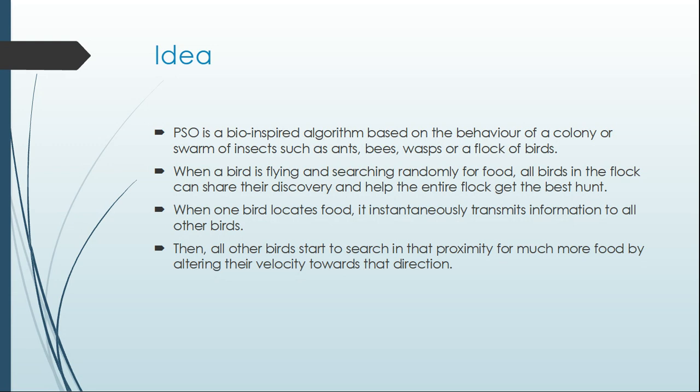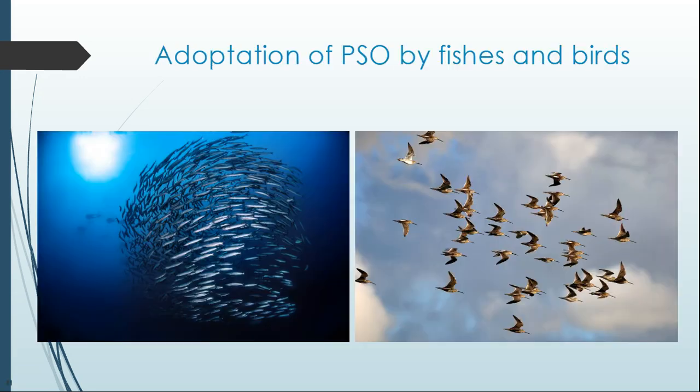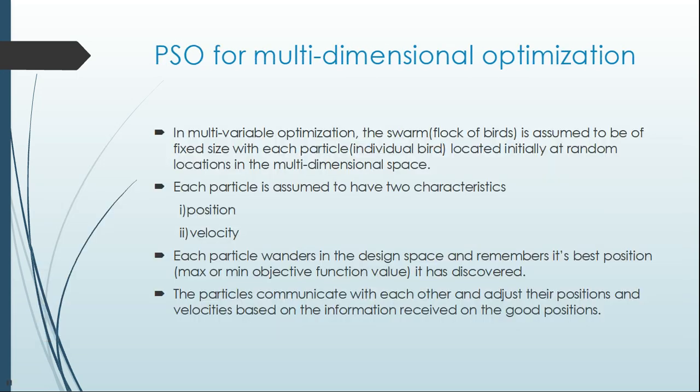When birds are flying and searching randomly for food, all birds in the flock can share their discovery and help the entire flock get the best hunt. When one bird locates food, it instantaneously transmits information to all other birds. Then all other birds start to search in that proximity for much more food by altering their velocity towards that direction. This is the pictorial representation of particle swarm optimization by fishes and birds as a daily life example.